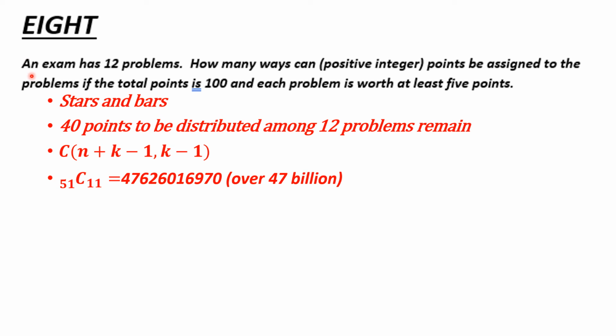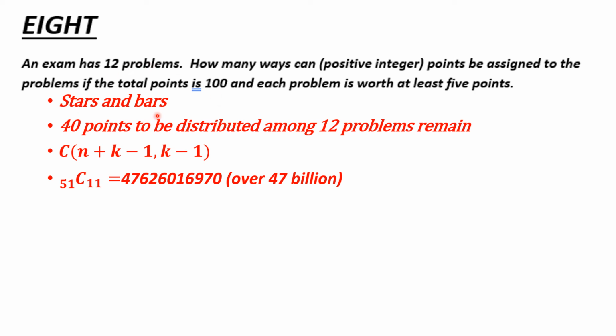Problem number 8. An exam has 12 problems. How many ways can positive integer values be assigned to the problems if the total points is 100 and each problem is worth at least 5 points? Well, we're going to say that we got 12 problems at least worth 5 points, so that means 60 points are accounted for. So we're talking about distributing 40 amongst the 12.